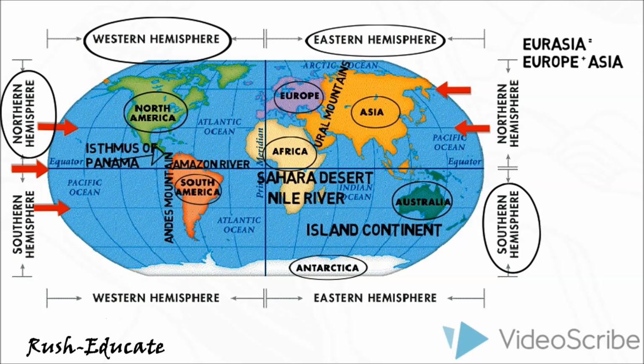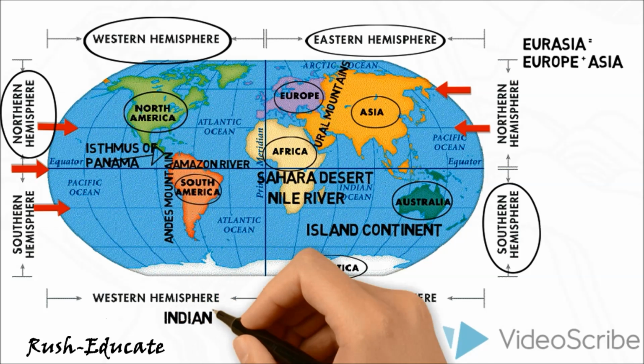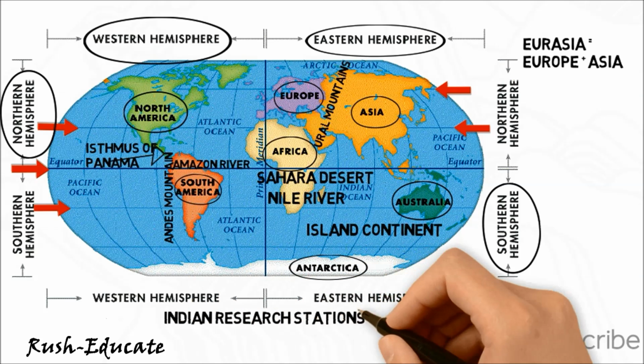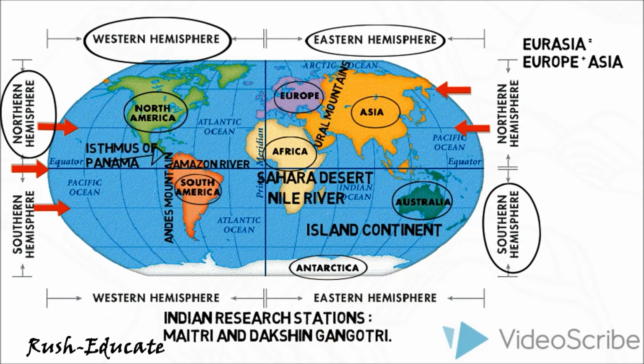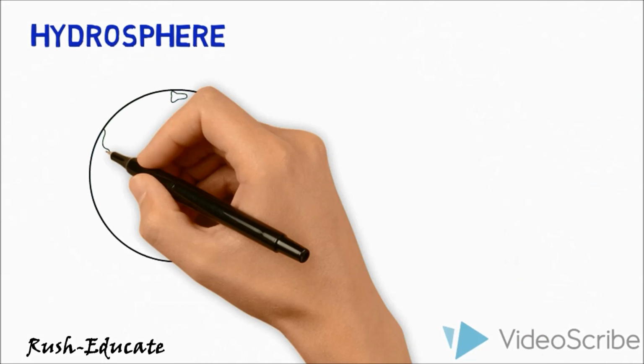Antarctica, completely in the southern hemisphere, is a huge continent. The South Pole lies almost at the center of this continent. As it is located in the South Polar region, it is permanently covered with thick ice sheets. There are no permanent human settlements. Many countries have research stations in Antarctica. India also has research stations there.